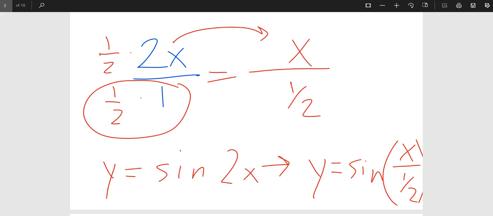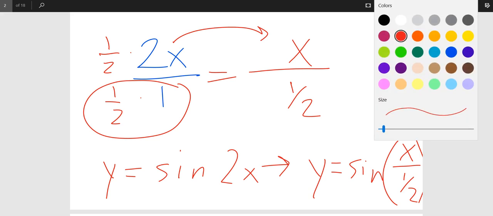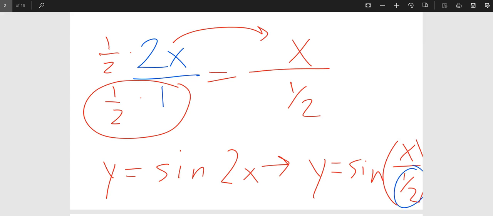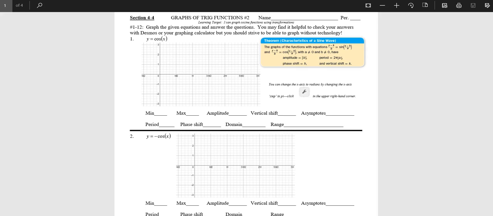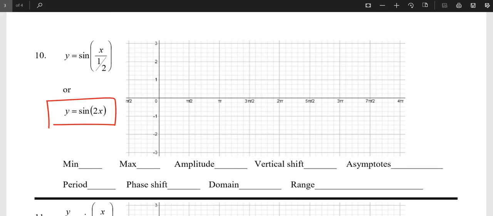Now, why the heck would I want to write it like that? Because I can tell you, when I see a 1/2 in the bottom, is that a horizontal stretch or shrink? That's a horizontal shrink by 1/2. So when I go back over here, wrong one. That's why in the fireproof form it looks like this.